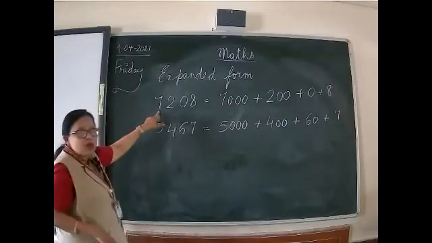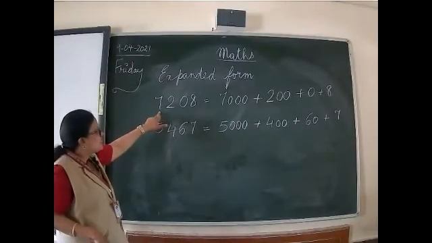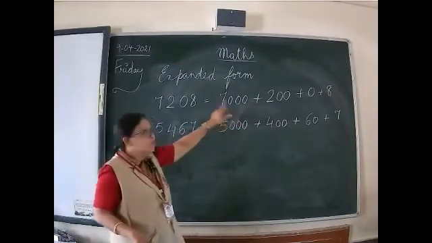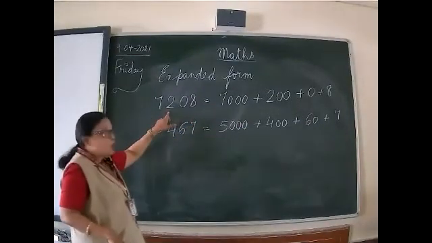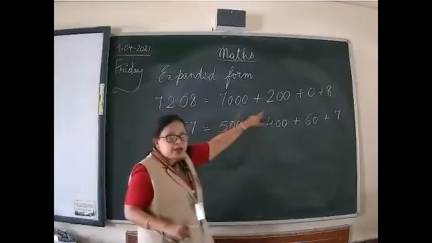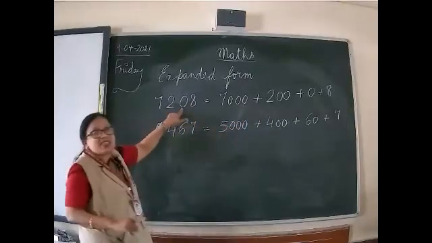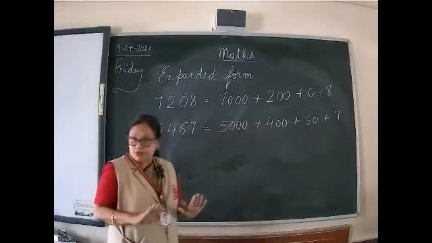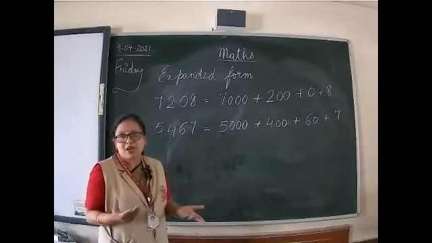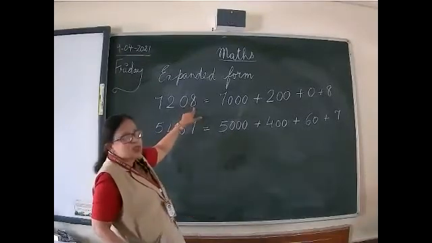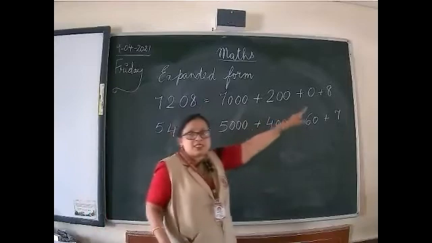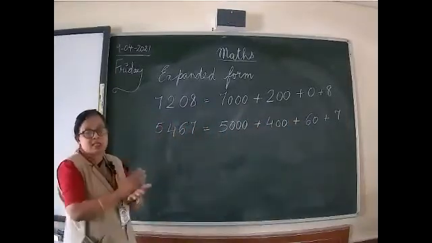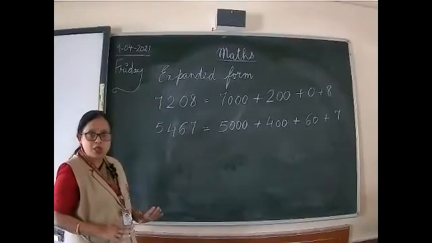Now what is the place value of the 7? You know that this is the thousands place. So 7,000 is written here. We will add plus. Then 2 is in hundreds place, so 200 plus. Now tens place is 0. So if you wish, you can write 0. If you wish not to write, you can skip that also. And then ones place, it is 8, so plus 8. So expanded form is the sum of place values of all the digits.